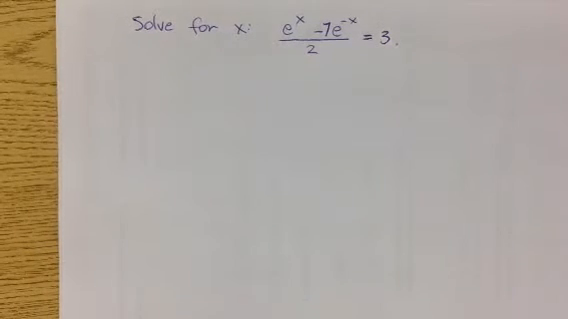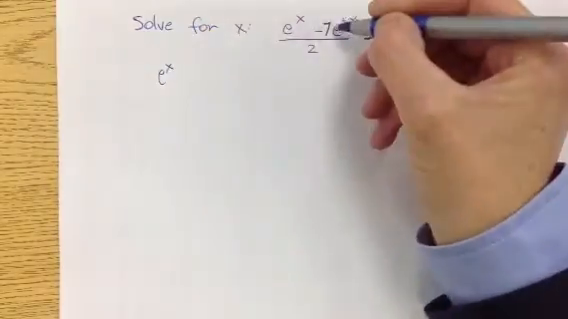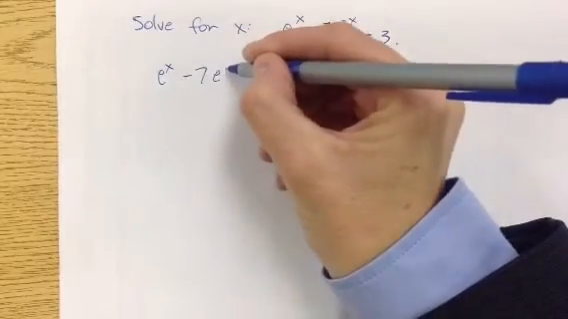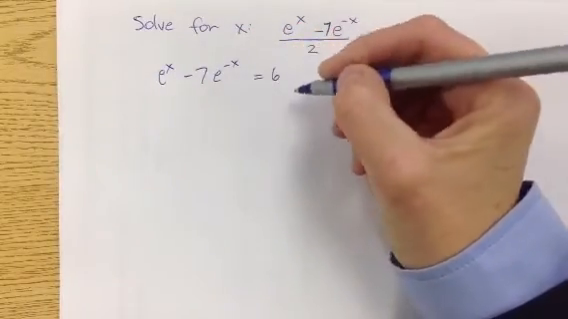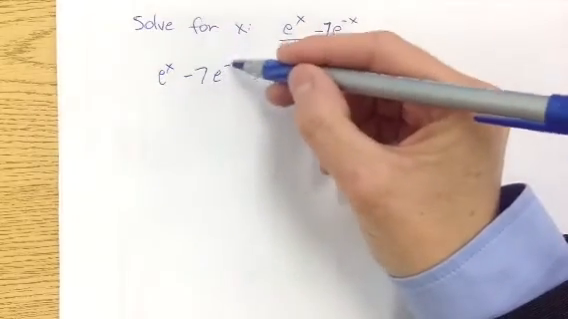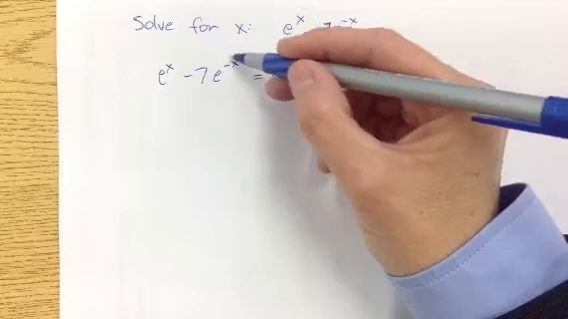Okay, to solve for x here, I'm going to start by multiplying both sides by 2. So here I get e to the x minus 7e to the negative x equals 6. Now I'm going to rewrite this e to the negative x as 1 divided by e to the x, because that's what you do if you have a negative exponent.